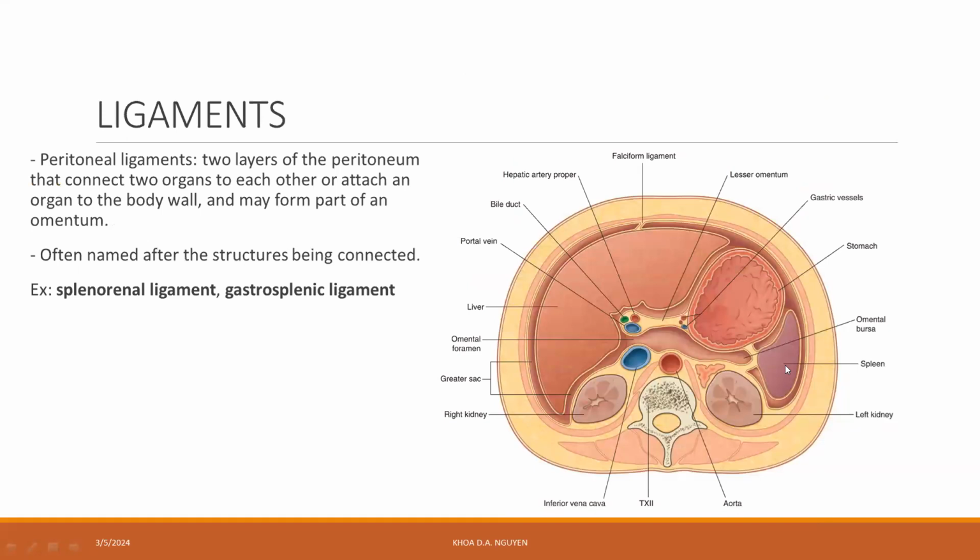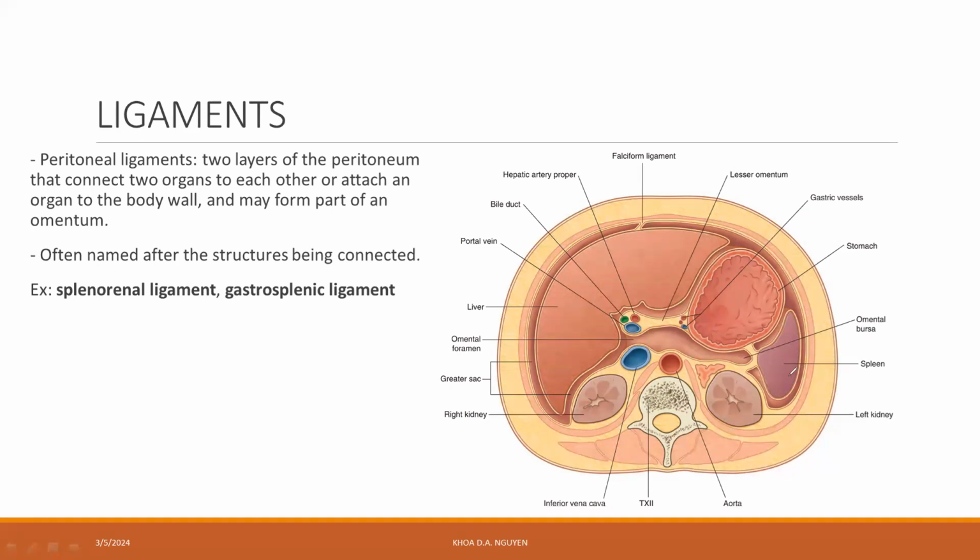All right, so now let's talk about some ligaments. Now, peritoneal ligaments are two layers of the peritoneum that connect two organs to each other or attach an organ to the body wall and may form part of an omentum. And they're often named after the structure being connected. Like, for example, you have two ligaments here, the splenorenal ligament and the gastrosplenic ligament. So now, splenorenal, what does that mean? Spleen and kidney. So this ligament here is going to connect the spleen and the kidney.